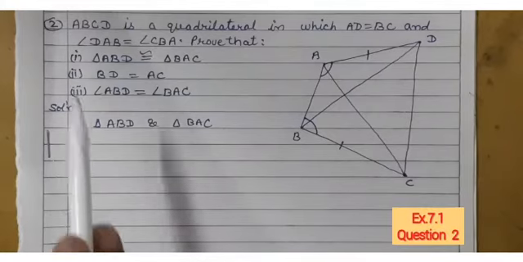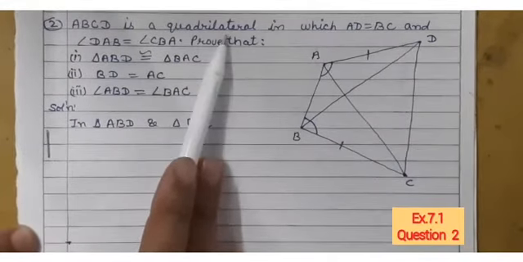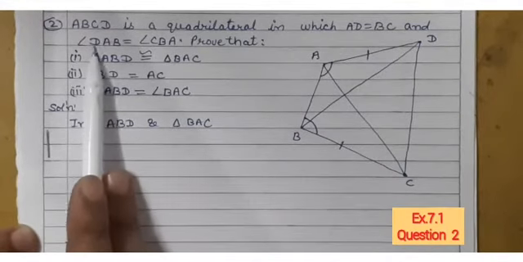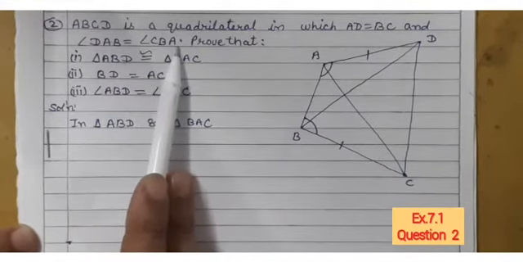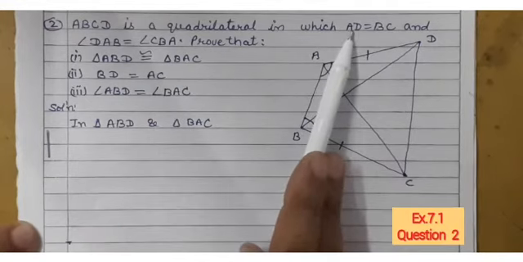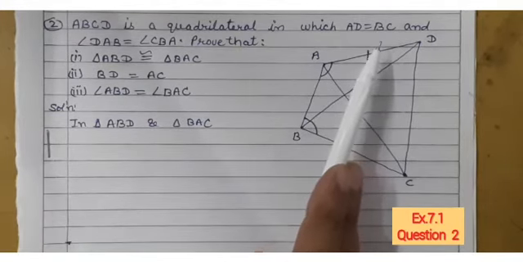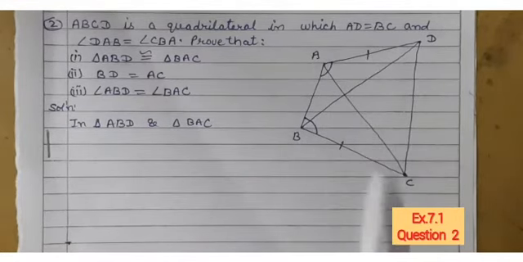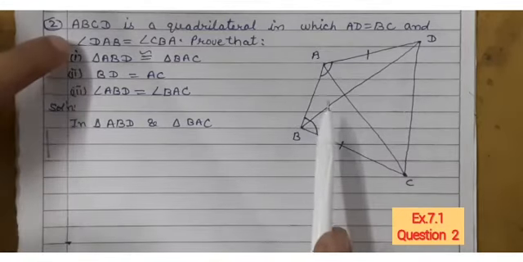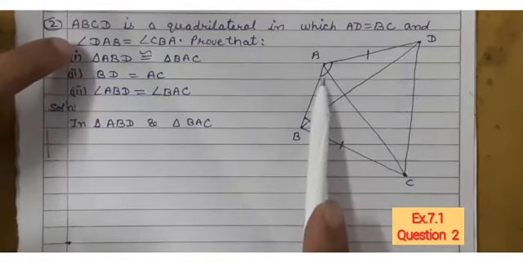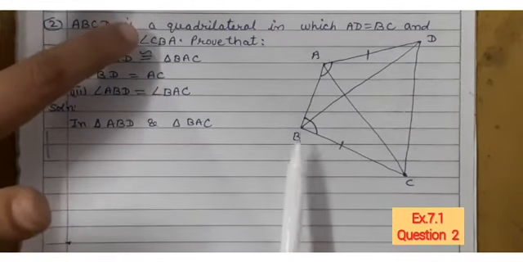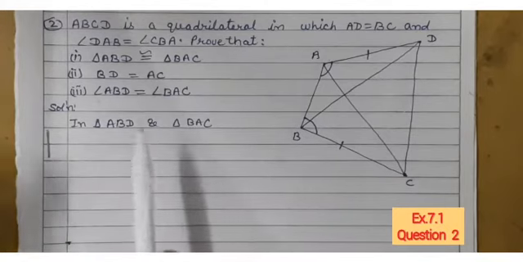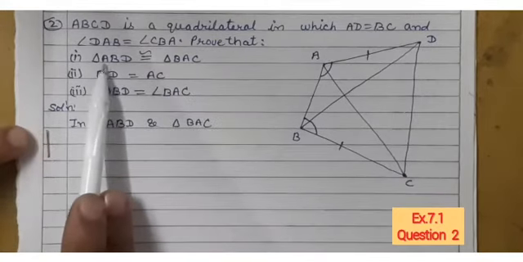Yes, question number 2. ABCD is a quadrilateral in which AD is equal to BC and angle DAB is equal to CBA. Here is given AD equal to BC. And angle DAB, this angle is equal to angle CBA. This is your CBA. Then what you have to show? What you have to prove?